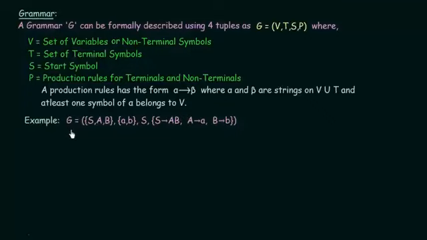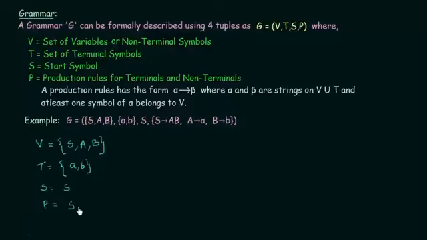Here we have an example given. We have a grammar G, which is equal to a set of symbols S, A, B, then small a, b, S, and then this production rule. Let us try to understand this example grammar and see what the tuples are. The first tuple is V, the set of variables or non-terminal symbols. Here it is S, A and B. These are the variables or the set of non-terminal symbols. Then we have T, the set of terminal symbols, which are a and b. a and b are the terminal symbols. Then we have the start symbol, which is S itself. Here the start symbol is given by S, and then we have a production rule P, which is given by this.